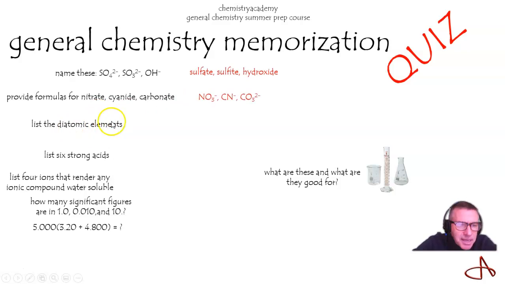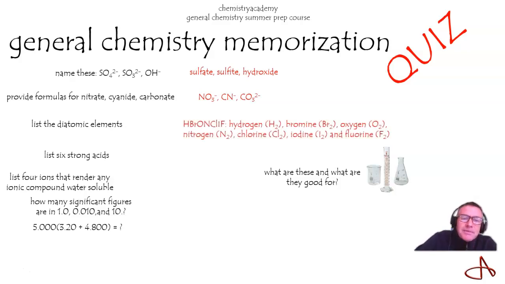What are the diatomic elements? Well, one way I didn't teach would be to say it's Janine. If it ends with GEN or INE, you got 'em. I prefer H. Broncliffe, meaning hydrogen, bromine, oxygen, nitrogen, chlorine, iodine, and fluorine. You know, it's interesting that I almost said fluoride, because if they're anions, they're not diatomic, right?